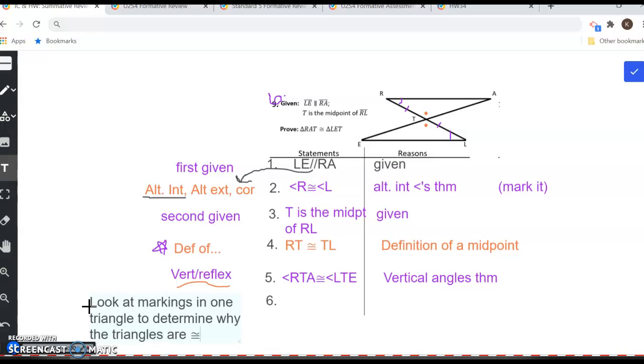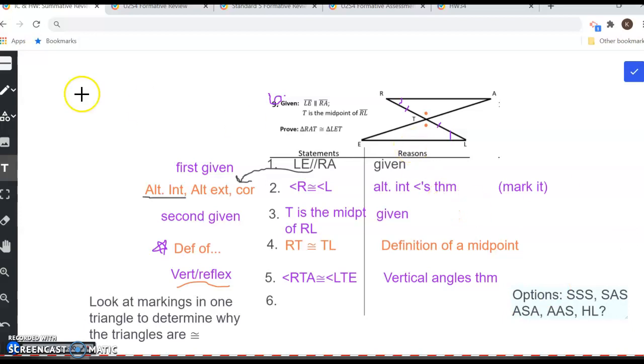We'll look at the markings in one of the triangles to determine why they are congruent. So I need one of my triangle congruence criteria. My options, again, are side, side, side; side, angle; angle, side, angle; angle, angle, side. And then, of course, HL, but there's no 90 degrees here, so HL, which one works, okay?